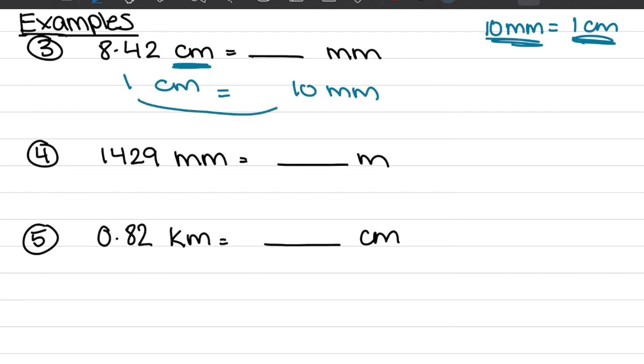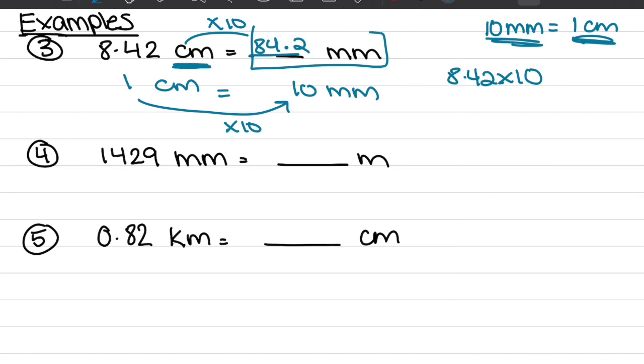So here, to go from 1 to 10, we multiply by 10. 1 times 10 is 10. So I do the same thing to the question at the top. So I have 8.42 times 10. And feel free to use your calculator for that. The answer will be 84.2. So let me create some room here. The answer will be 84.2 millimeters. Okay, so that's the answer here.